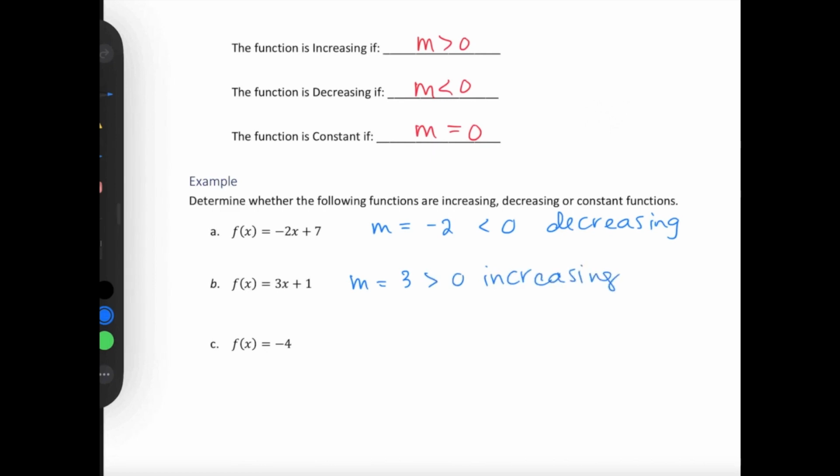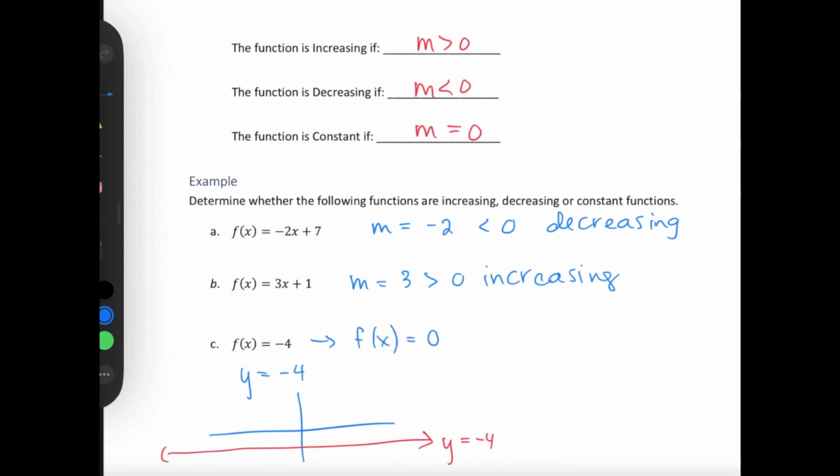And here we have y is equal to a constant, right? y is equal to -4 is basically, if we were to graph it, a horizontal line through the y value -4. That is a constant function, but we could also think about this algebraically by looking at f of x is equal to -4, which is the same thing as 0 times x minus 4, and the slope of this line has to be 0, which means that the function is a constant function.